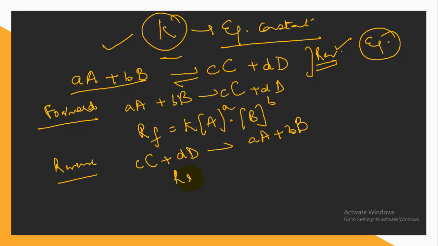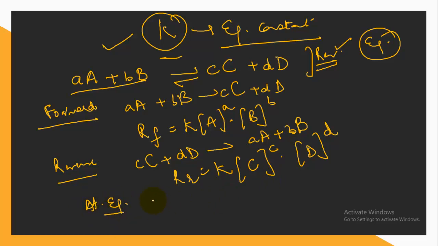So the rate for the reverse reaction will be equal to K, concentration of C raised to power c, concentration of D raised to power d. And we know that at the equilibrium point, we have already learned that the rate of forward reaction becomes equal to the rate of reverse reaction. So this is the expression for forward and this is the expression for reverse. So let us put these values here, and let's write K as Kf for forward and Kr for reverse.